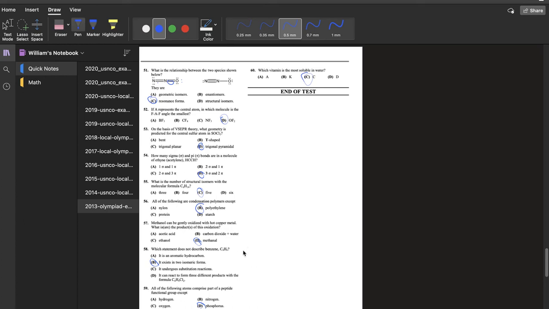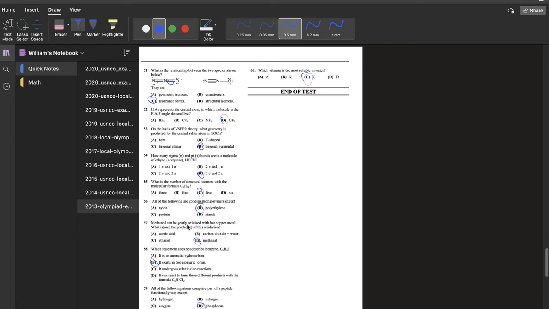All of the following are condensation polymers except. Don't know how to do this one. Protein is just not specific, so I'd X that out. I'd be choosing between nylon and polyethylene, basically. I don't know how to actually do it though. Once again, like I said, if you Google these and you go down that path, you can probably figure out how to do them, but they're just trivia.